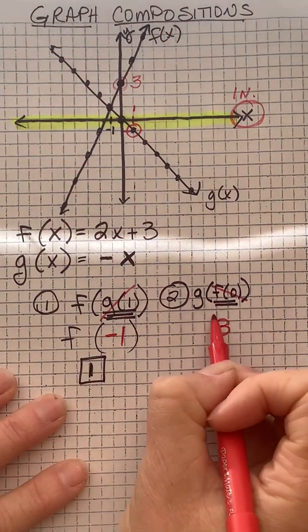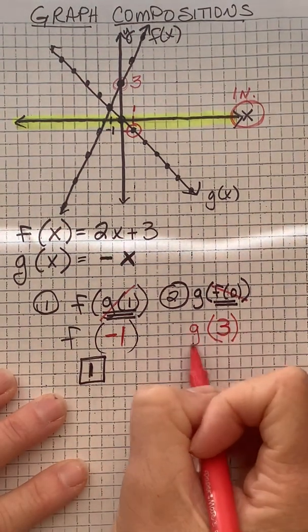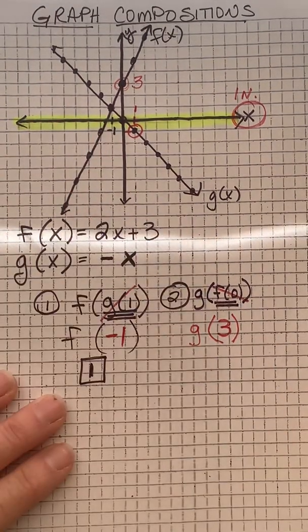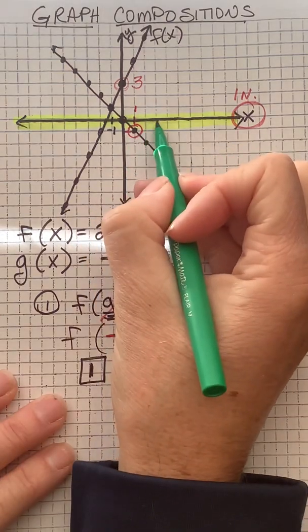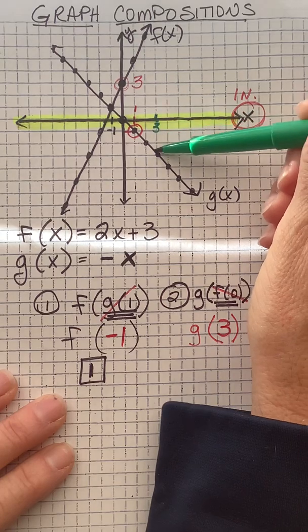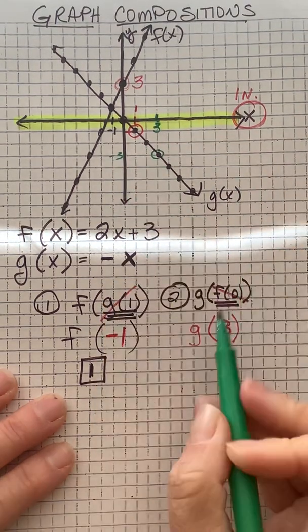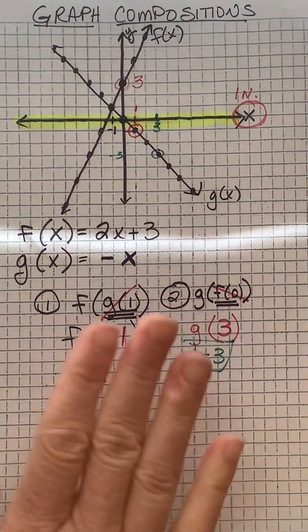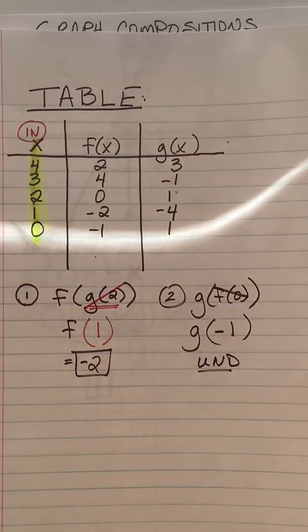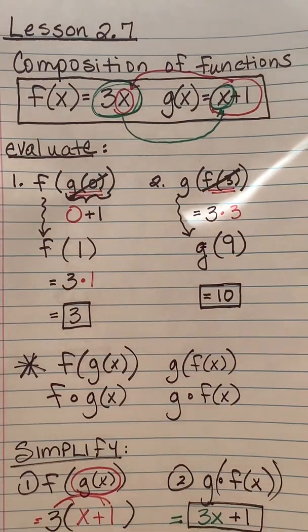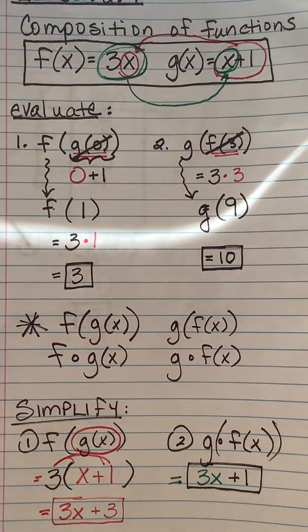Now I can ignore f of x. Gone. Now I'm just looking at g of 3. All right, back to my inputs. Input 3, input 3. Now I need to find g of x. Down there at -3. Input 3, output -3. All right, there we go. We've got graphs of compositions. We've got tables with compositions. And my favorite, algebraic compositions.